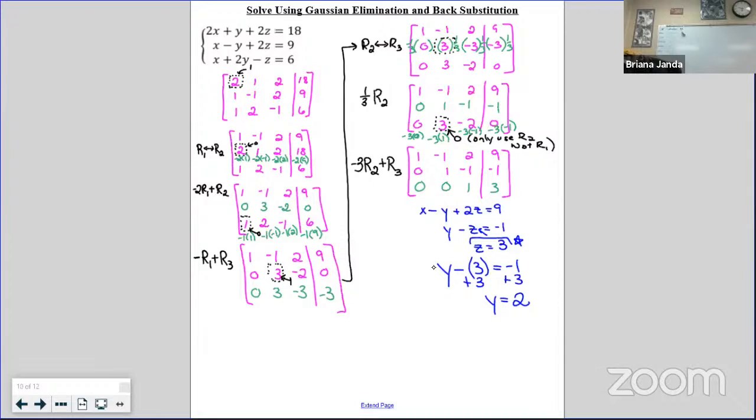And I go back up to my top equation and I take both of these answers and we sub them into the top equation. That says x minus y, which we now know is 2, plus 2 times z, which we know is 3, equals 9. Solve for x. Let's see, that'd be -2 plus 6. -2 plus 6 is 4, which means x equals 5. In order of alphabet, x, y, z.